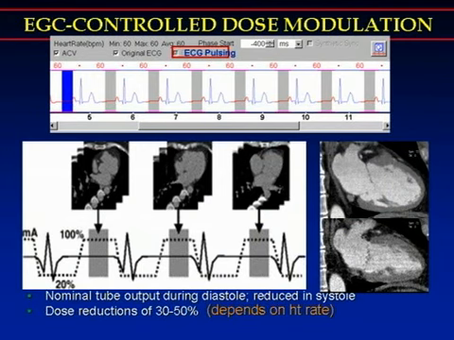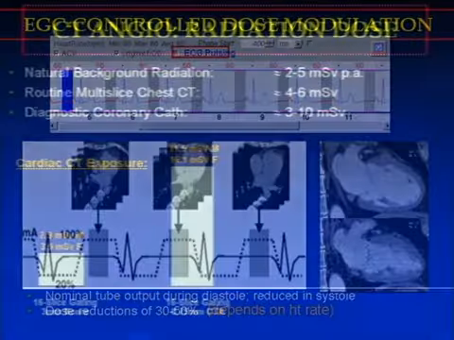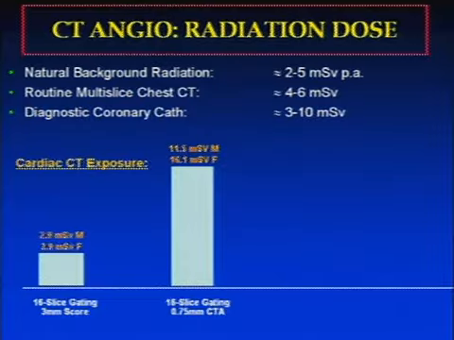In terms of trying to reduce radiation dose, one of the things you can do is use ECG-controlled dose modulation. What that does is keep the nominal tube output during diastole, when we're going to image the coronary arteries most commonly, and then it decreases the dose to about 20% during systole. Using ECG dose modulation, you can achieve dose reductions of about 30 to 50% depending on the patient's heart rate. Which brings me to the question, what is the CT radiation dose that we're giving these patients?